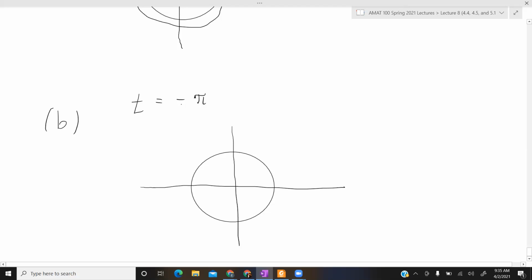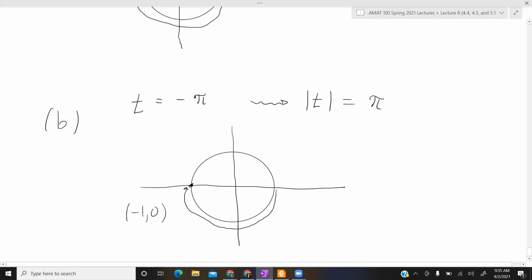Well, if we look at the size of the number, that is the absolute value of the number, that's going to tell us how far we travel. And if we take the absolute value of this, the absolute value of t is pi. So that means the distance we're traveling is pi, and the direction is clockwise. So we travel pi, and that's half the circle. So we end up at this point right here. So this point is the same as we determined in the other one.